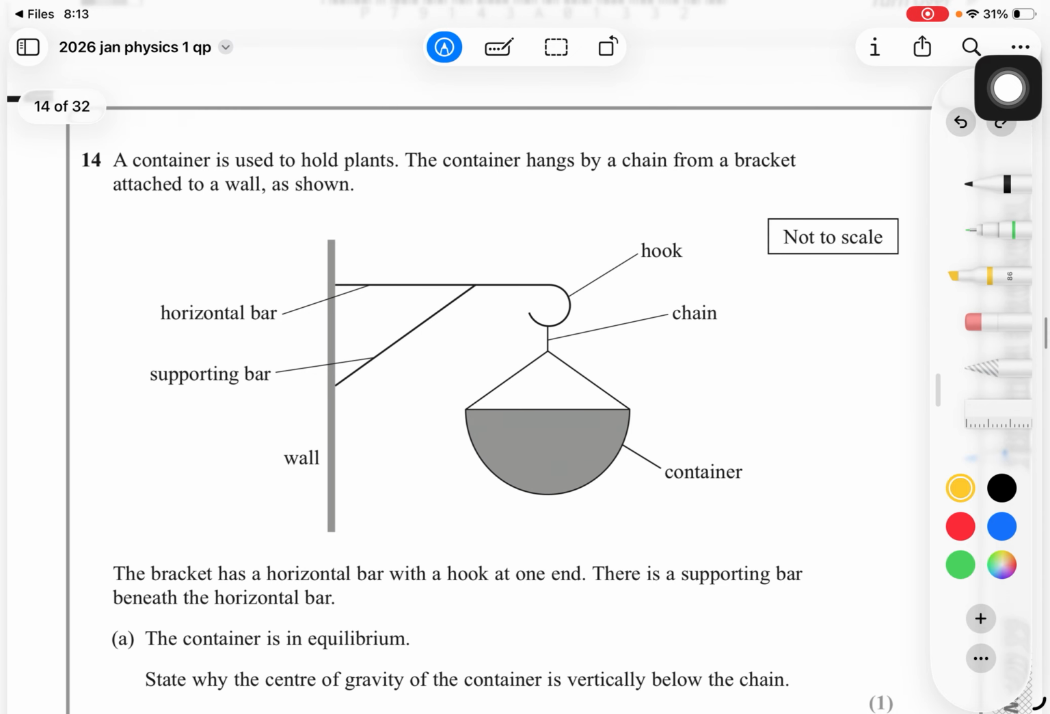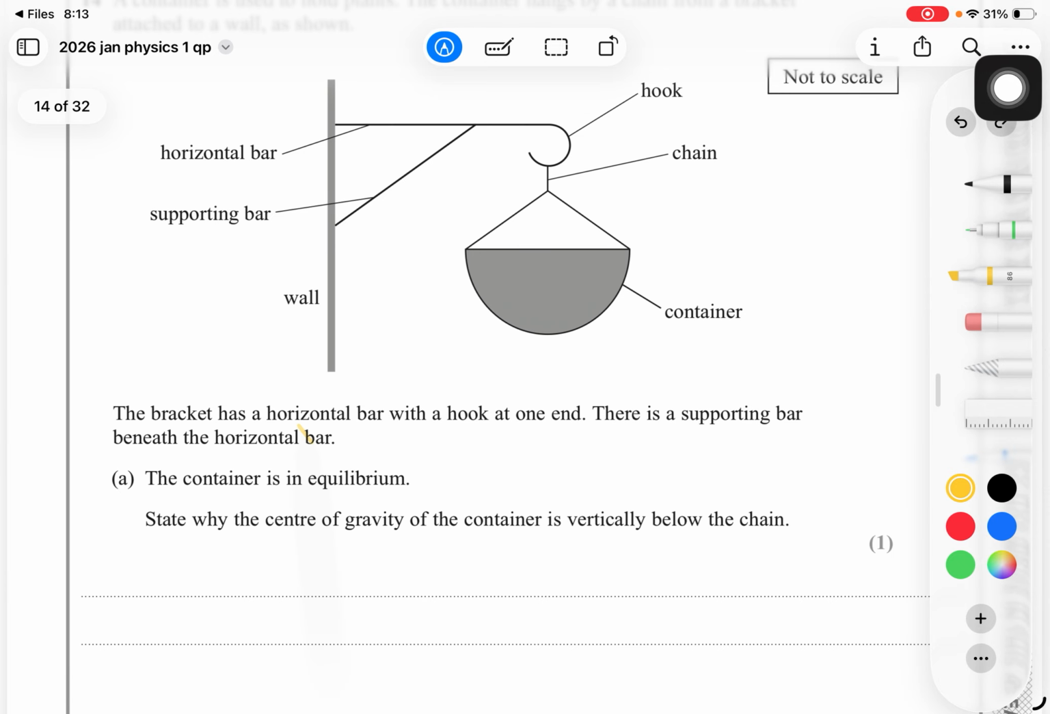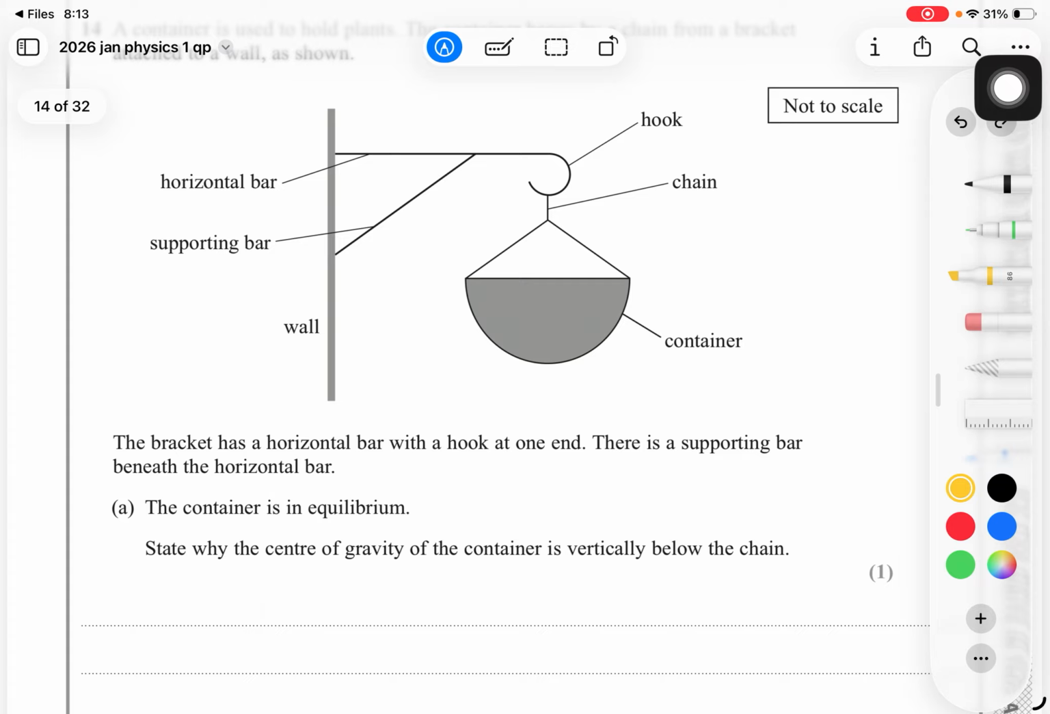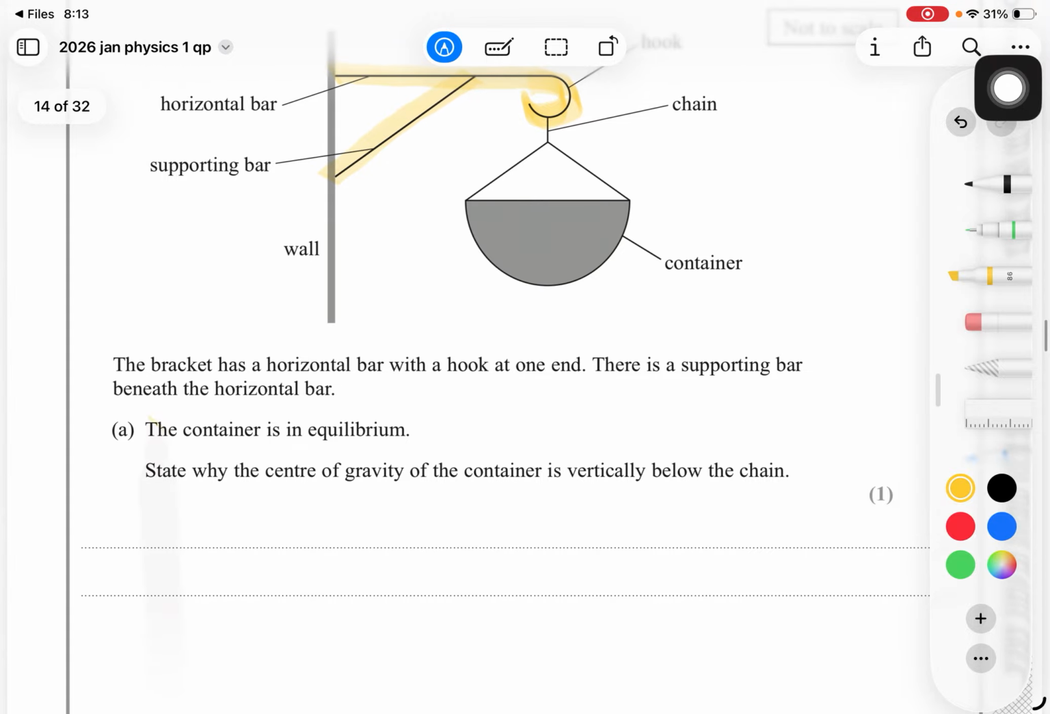Okay, this is a supporting bar. The bracket has a horizontal bar with a hook at the end. And there's a supporting bar beneath the horizontal bar as well. So this is supporting this thing. State why the container is in equilibrium. So this is the important part. The container is in equilibrium.